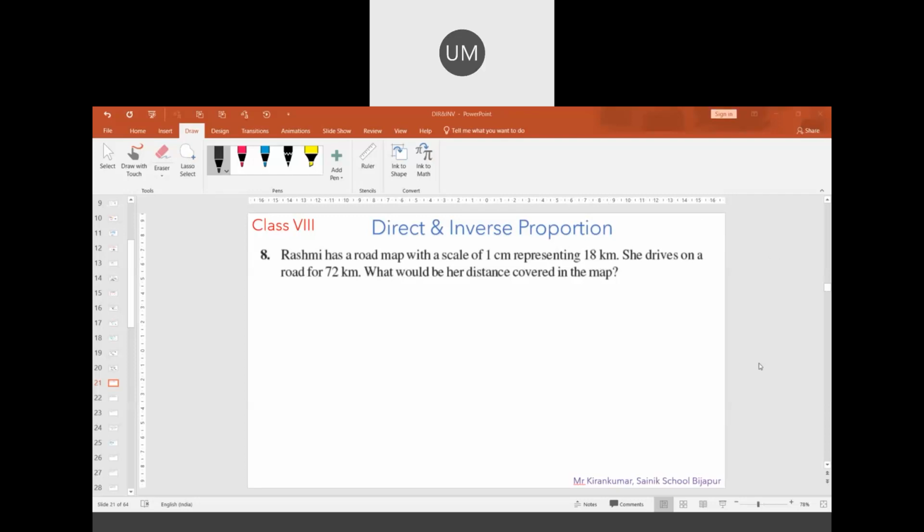Look at this question. Rashmi has a road map with a scale of 1 centimeter representing 18 kilometers. She drives on a road for 72 kilometers. What would be her distance covered in the map? So 72 divided by 18 is 4 centimeter. Yes, absolutely correct. How do we write the answer?